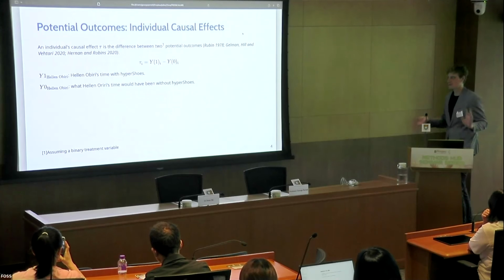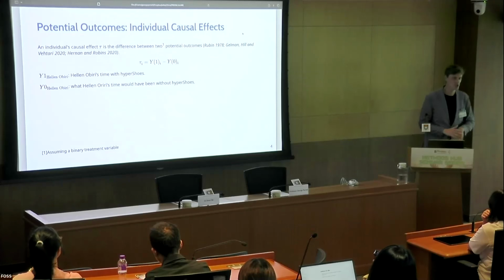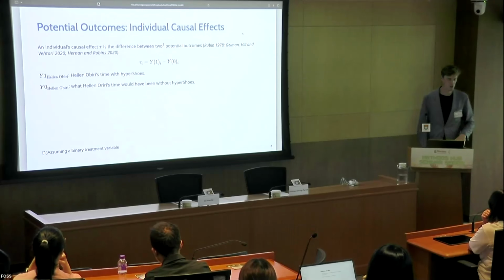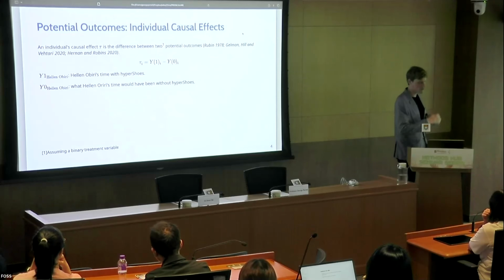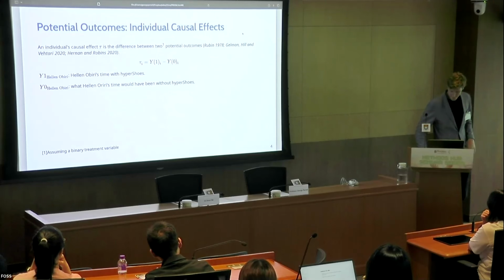Now, this assumes that it's a binary treatment. You either wear the shoes or you don't wear the shoes. There's generalizations of this. If you look at multiple things, maybe there's a competitive company that makes their own technology. So it's traditional shoes, a competitor's shoes, and Hyper Shoe Plus. So this all generalizes up, but I'm going to be using a binary example today just for simplicity.